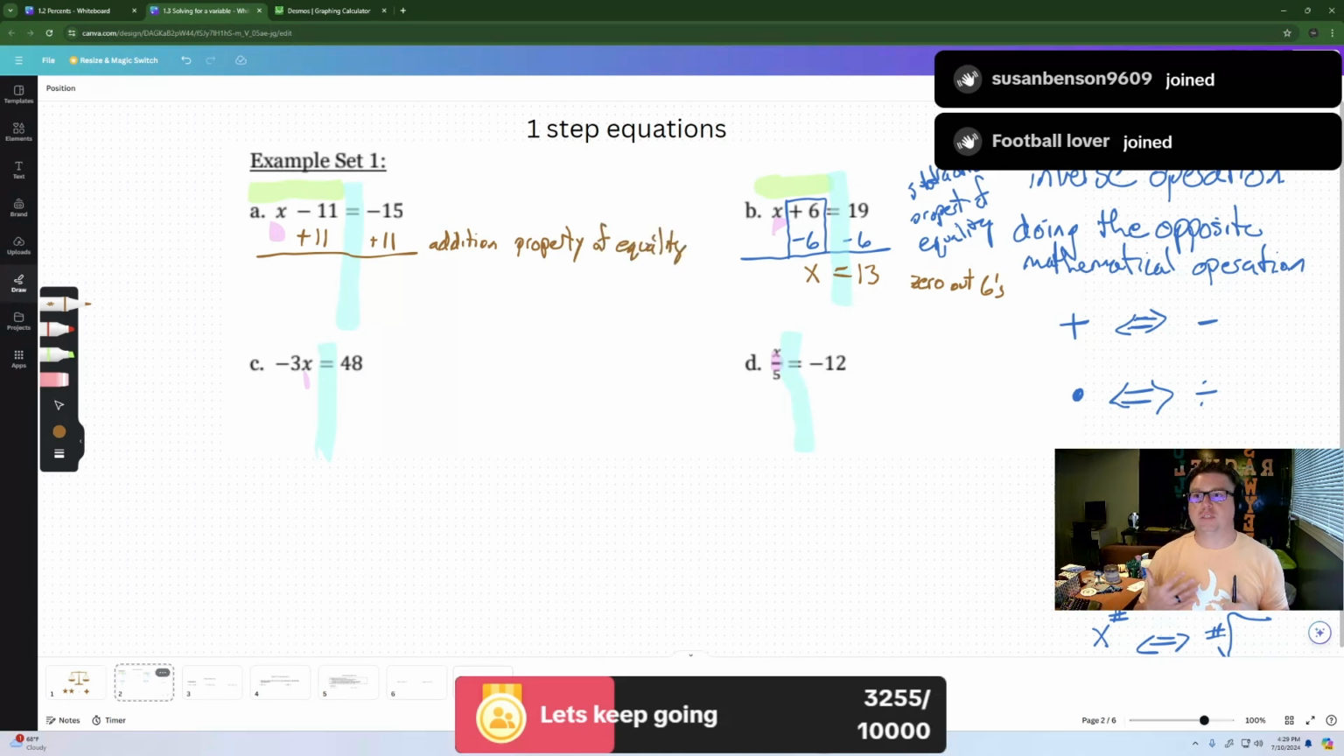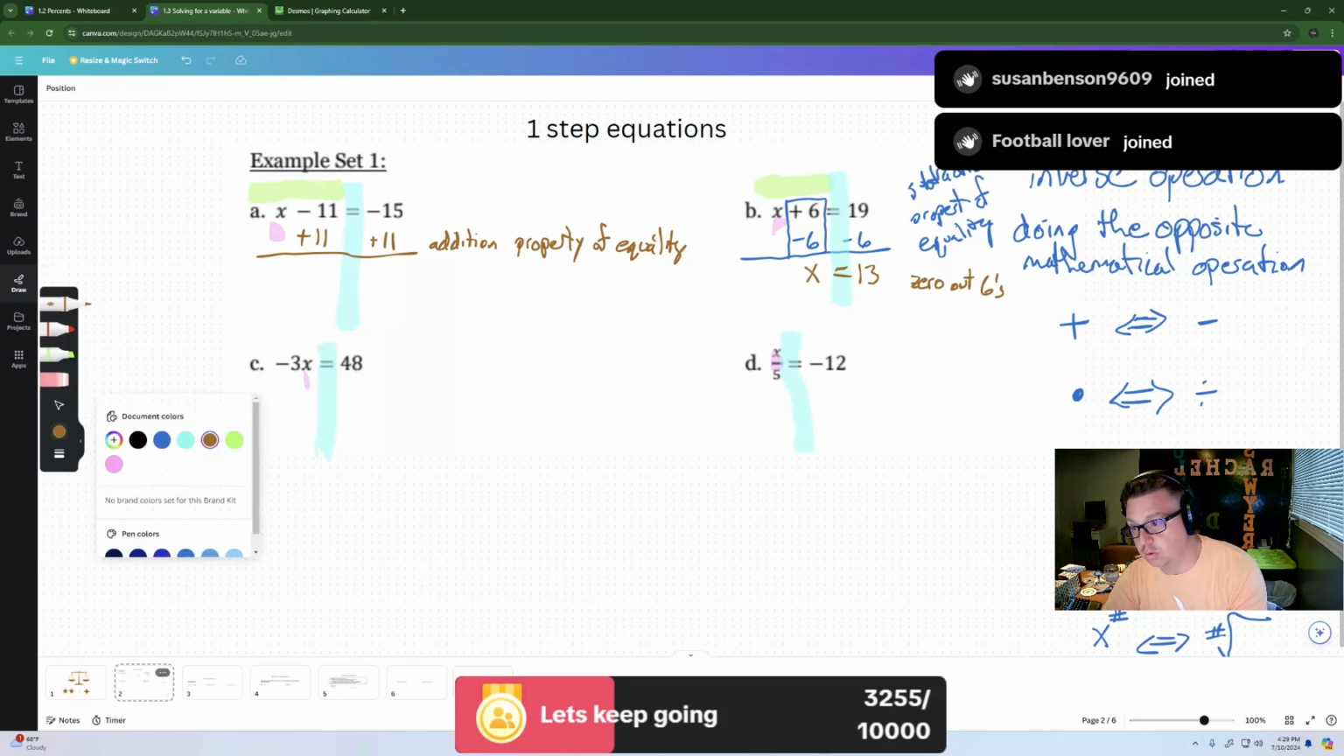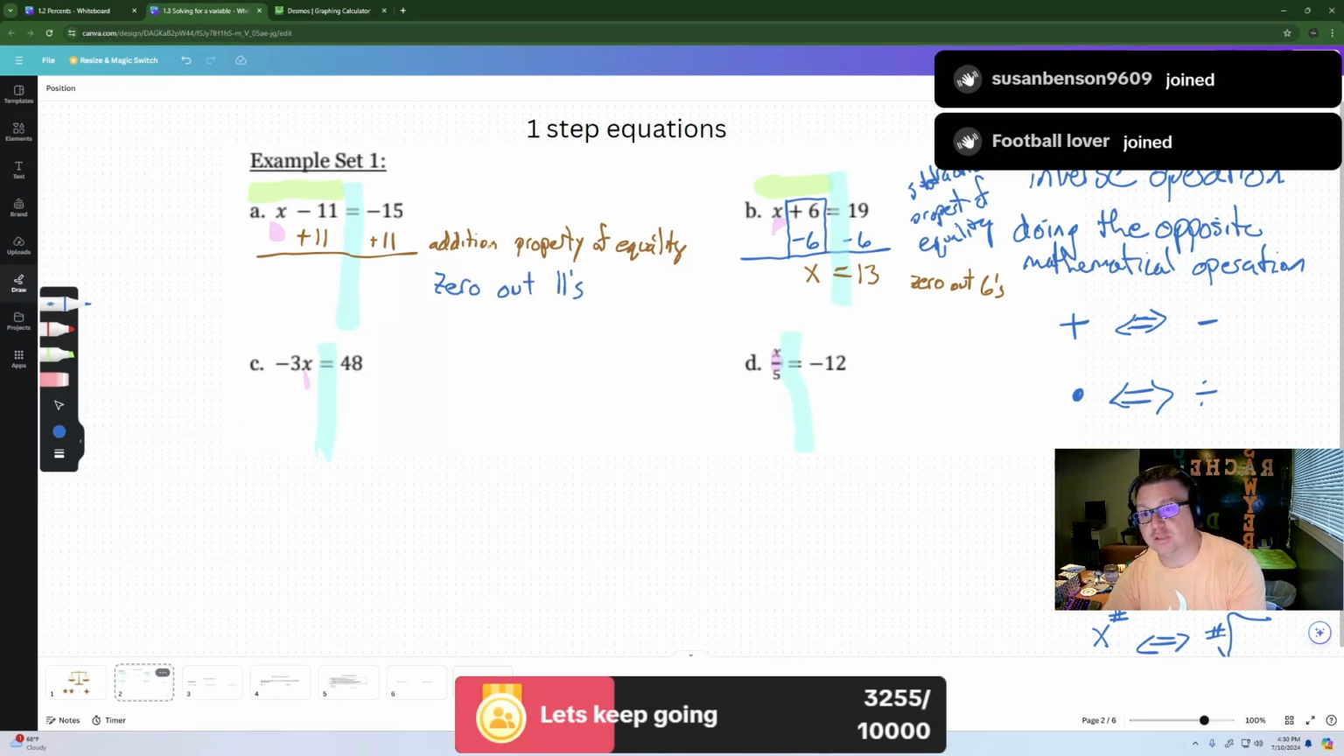And remember, I want to give you your agency for your education. I want you to understand why you're doing something, because if you understand why you do it, it's much easier to do it. You understand that I need to add something to both sides to get rid of this number. I want to zero out the 11s. That's why I'm doing the addition property, because when I zero out the 11s, all I'm left with is x and whatever x equals.